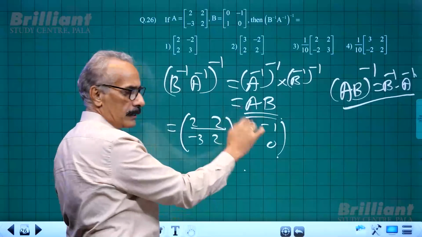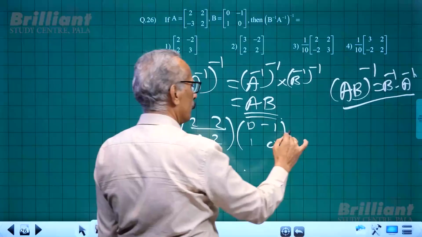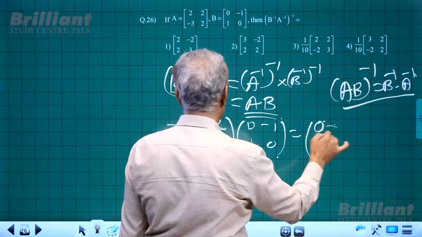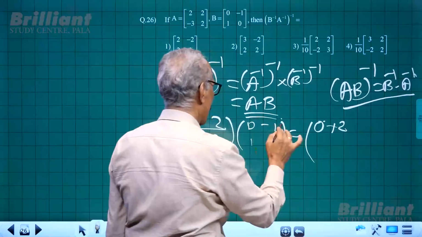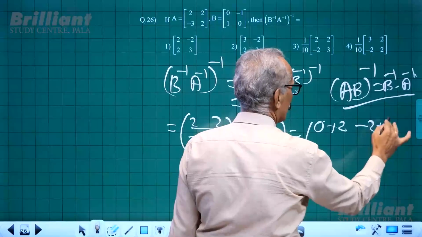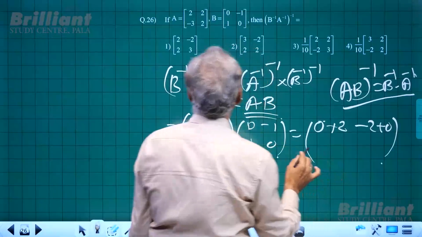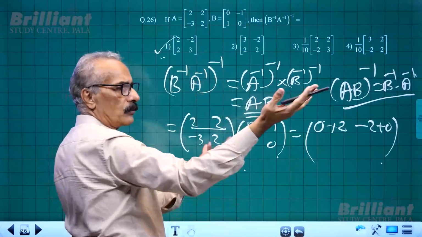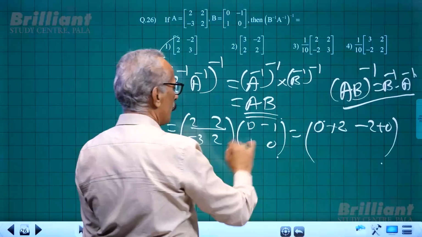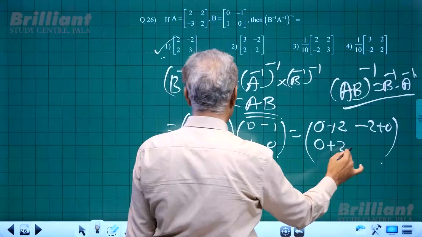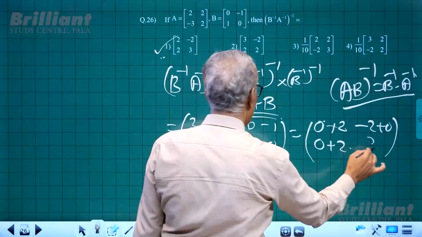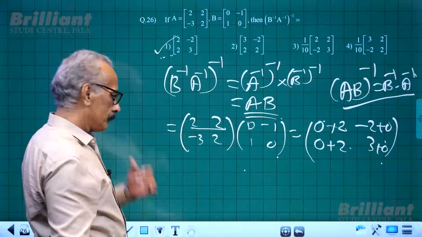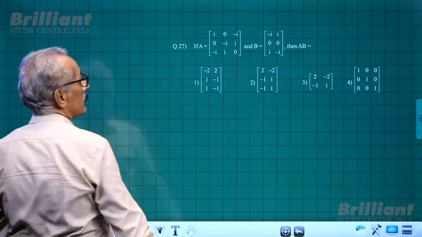So you multiply row to column. This will be 2 into 0, 0 plus 0 plus 2. Next is minus 2 plus 0, minus 2 plus 0. 2 comma minus 2 is the first one. 2 comma minus 2. I think this is enough. You have solved. You got your answer. Anyway, you multiply. This is 0 plus 2. Next will become 3 plus 0. So 2 minus 2, 2, 3. Correct answer. That is it. We will move on to the next.